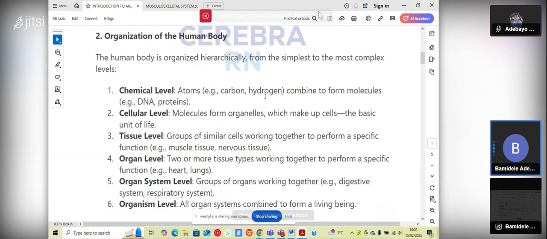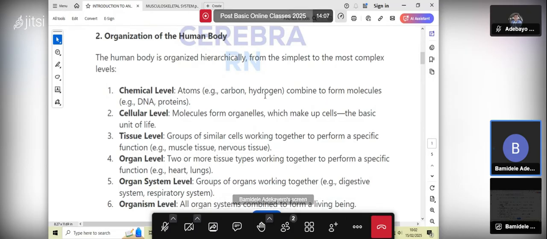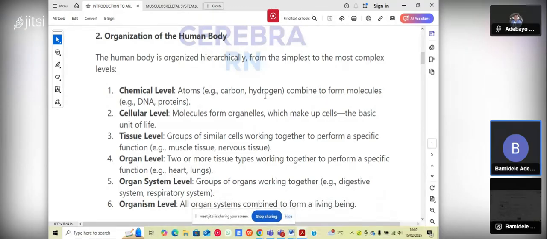Then we have organs. This is when two or more tissues come together and work together. For instance, we have the heart. The heart is an organ. We have the lungs, it's an organ. We have so many organs in the body. This is when so many tissues come together and perform a specific function.